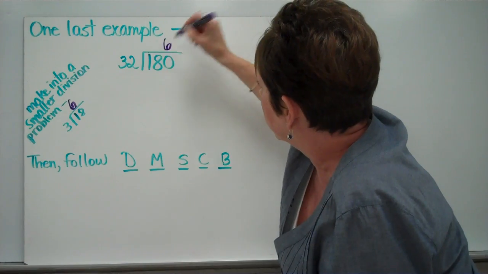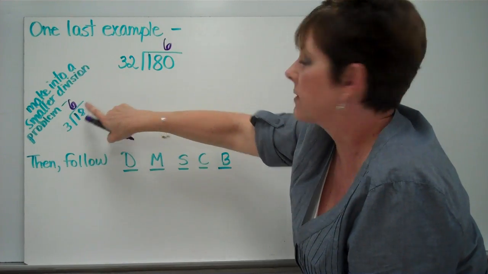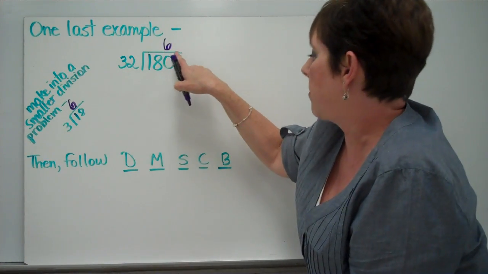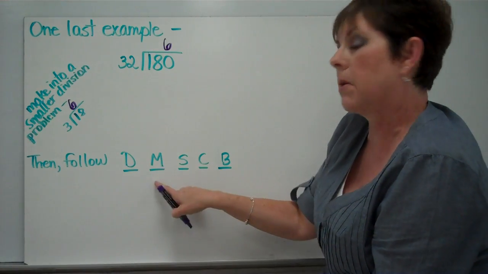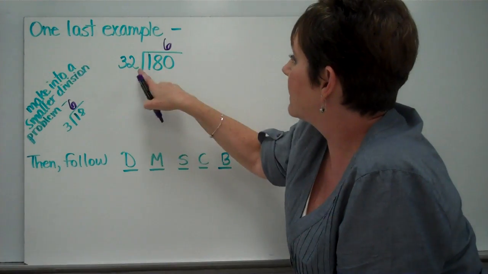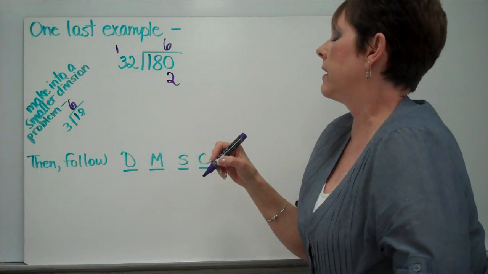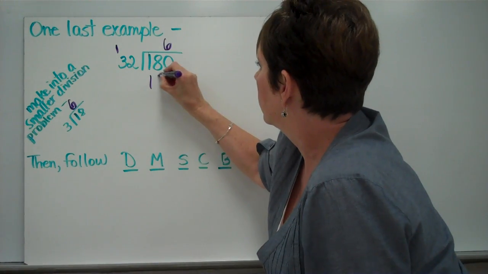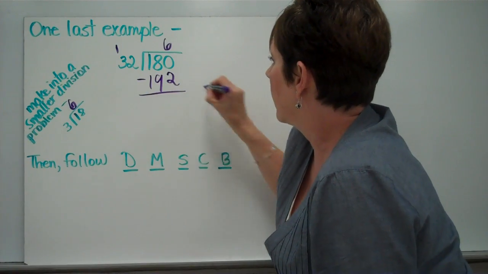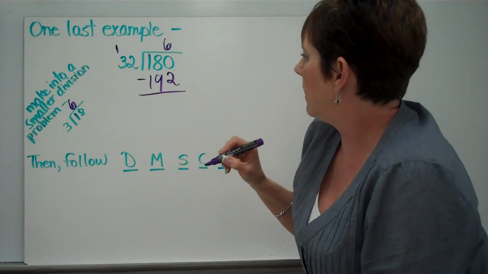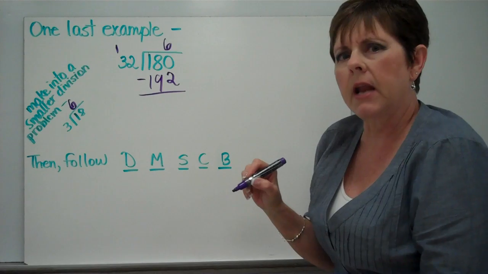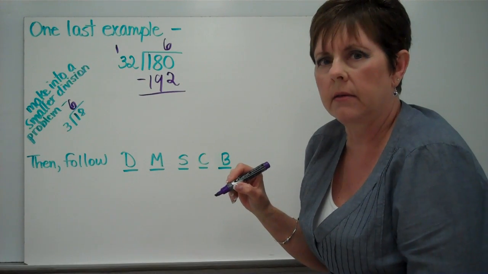All right, so I'm going to put a 6 here because I said 6. And I'm going to multiply now. Remember, Does McDonald's, I'm multiplying now. 6 times 2 is 12. 6 times 3 is 18, plus 1 is 19. Okay, let's subtract. Wait, I can't take 192 away from 180.